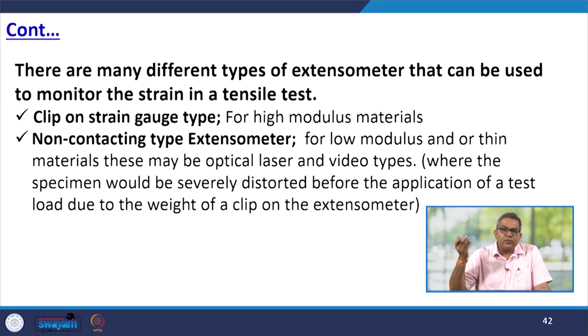And there are many different types of extensometer that can be used to monitor the strain in the tensile test. One is the clip-on strain gauge type for high modulus material, and another is the non-contacting type of extensometer for low modulus and/or thin material. These may be the optical, laser and video type, where the specimen would be severely distorted before the application of a test load due to the weight of a clip-on extensometer.